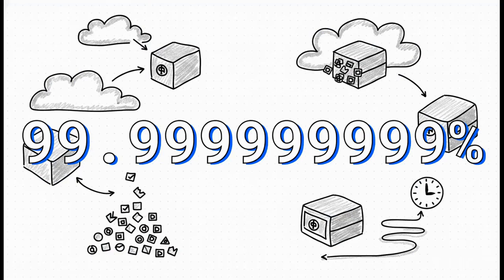S3 is incredibly reliable. It offers what we call 11 nines of durability. Look at that statistic on screen. That is 99.999999999%. Basically, if you store 10 million objects in S3, you might expect to lose one single object once every 10,000 years. For your business, that literally means your data is practically never lost.